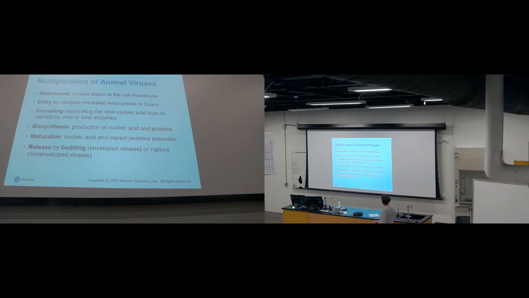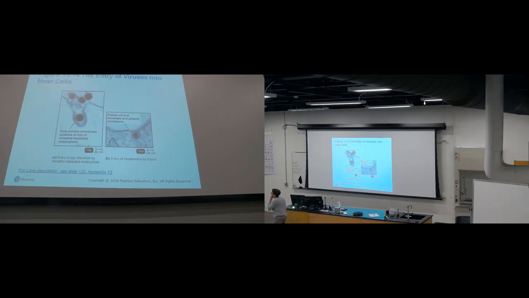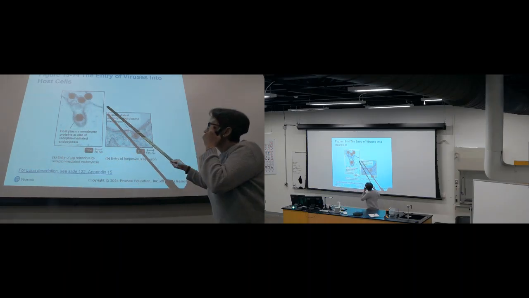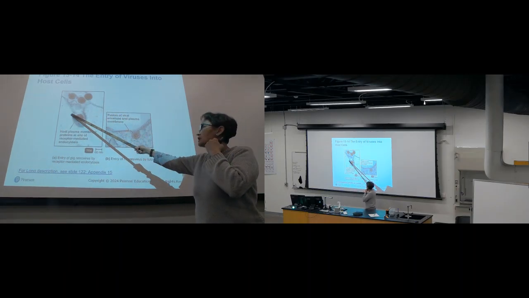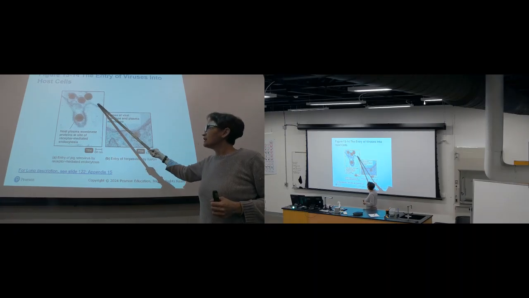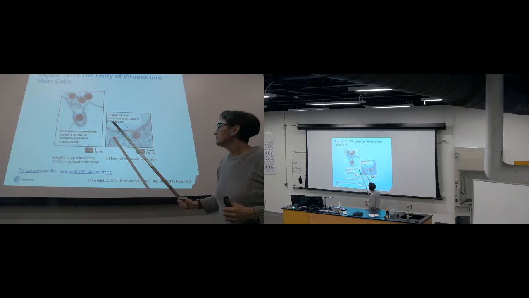And then release is by budding, and then maturation, it's the same. So here we have the entry of viruses into the host cells. This is called receptor-mediated endocytosis. So this virus attaches to these receptors, and that triggers endocytosis.